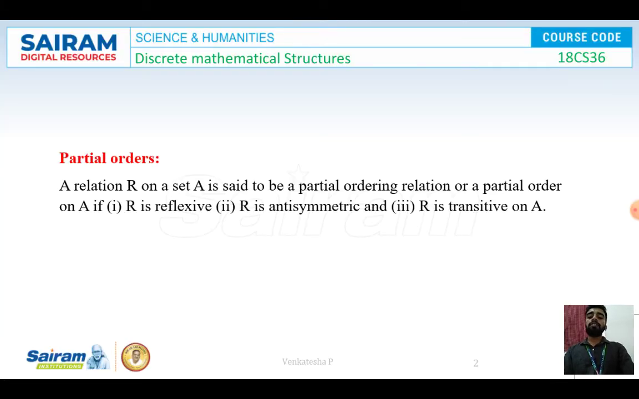Okay, first we will define partial orders. A relation R on a set A is said to be a partial ordering relation, or partial order on A, if R is reflexive, R is antisymmetric and R is transitive. So to say that R is a partial order relation, R must satisfy three conditions here. The first condition is it must be reflexive, it must be antisymmetric and it must be transitive.